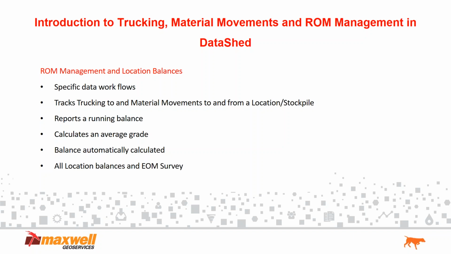A running balance for the tonnes is based on the trucking movements, as I said, on and off and even back again, and is automatically calculated for that location. It takes the grade associated with the trucking from the mining block and calculates the weighted average grade based on these movements. The balances are controlled within DataShed by user-defined functions and stored procedures and are all automated.